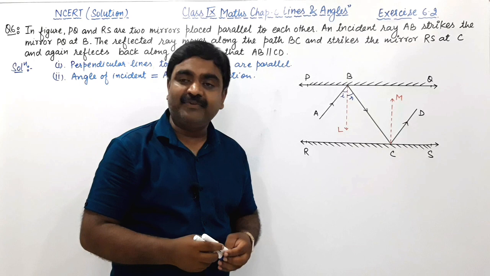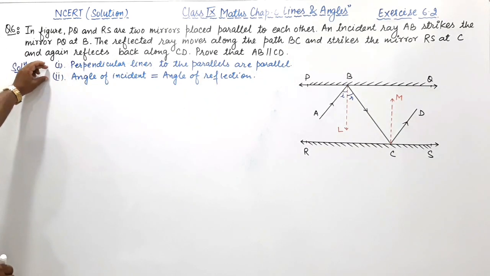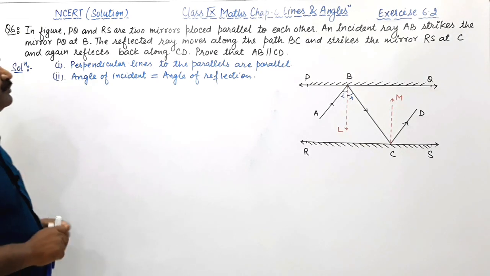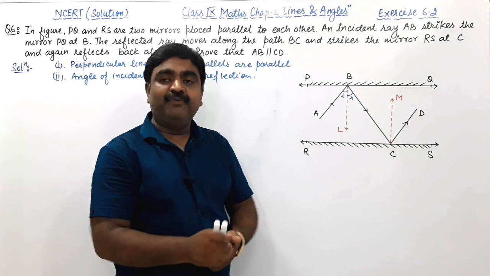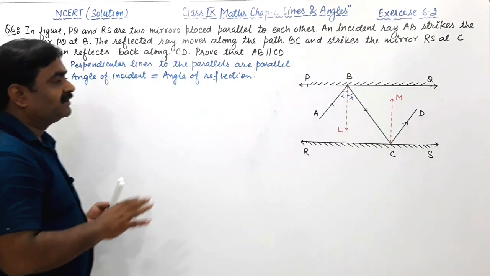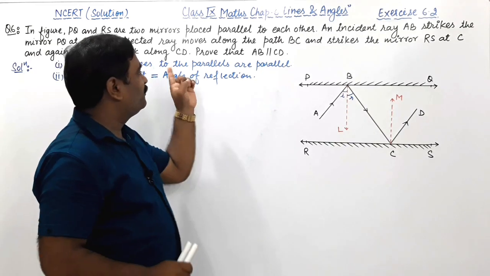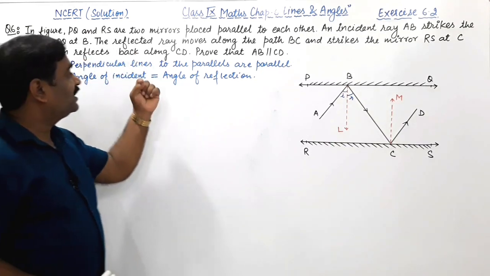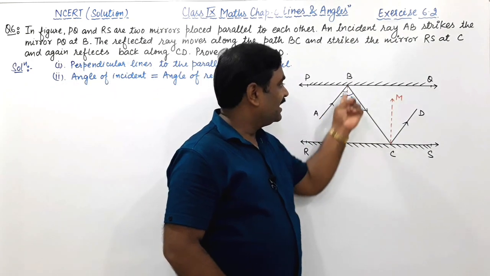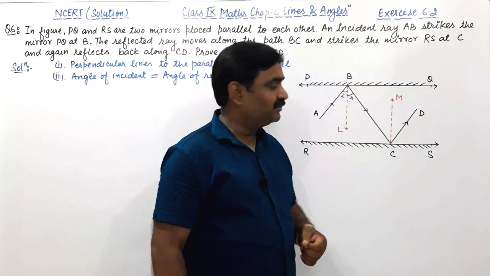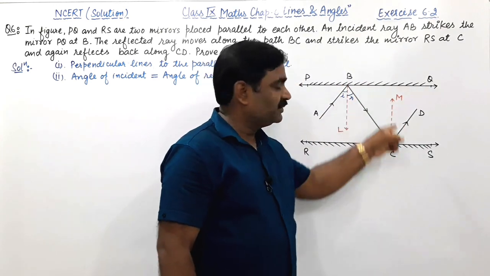Right? Law of reflection of light you have read. So by using these two rules, we are going to prove this AB is parallel to CD. Now you just be careful, see the solution carefully. Okay, now, what did we tell you as the first rule? Perpendicular lines to the parallels are parallel, meaning as we have drawn LB is perpendicular on PQ and MC is perpendicular on RS, so they are parallel to each other.